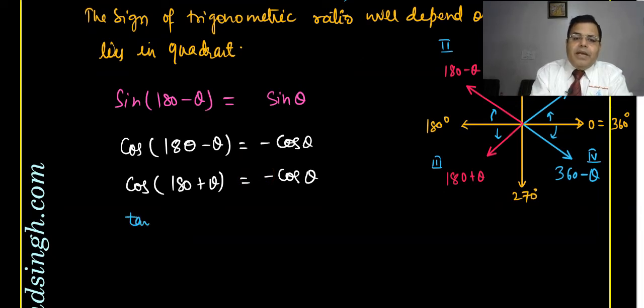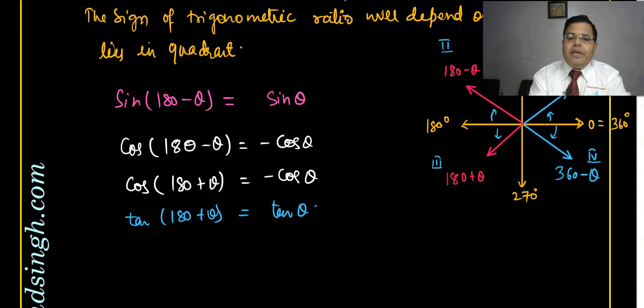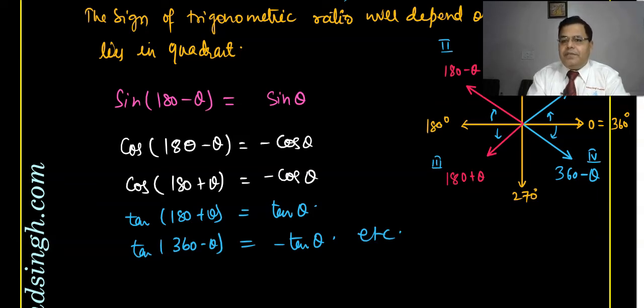If I write tan 180 plus theta, then what will happen? This lies in the third quadrant, and in the third quadrant tan is always positive, so it will be tan theta. It means the function will not change. Sine will remain sine, cos will remain cos, tan will remain tan. Even in the fourth quadrant, if I write tan 360 minus theta, then 360 minus theta is an angle lying in the fourth quadrant. In the fourth quadrant tan is always negative, so we can write minus tan theta. I hope you got how the transformation of angle takes place. For an even multiple of 90 degree, the function will not change. For an odd multiple of 90 degree, the function will change. And the sign will change depending upon the quadrant in which the angle lies.